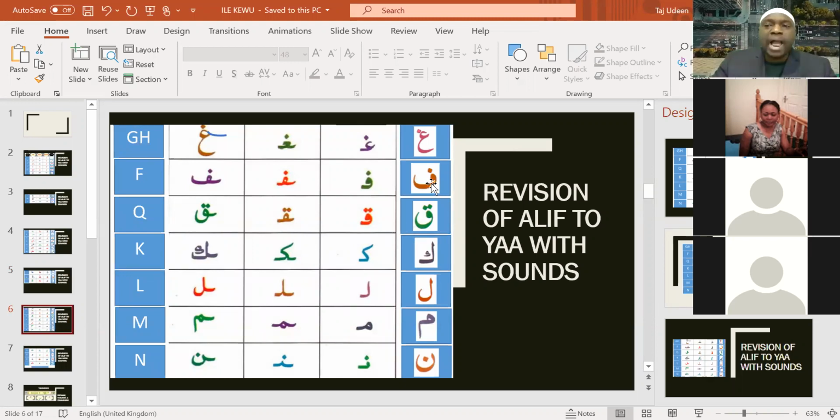Then Fa also has a long tail. You delete the long tail and join another letter with it in the middle, in the head, then it sounds like cough. At the end, it sounds like a queen, column, pen, column. Then Kaf. Don't get confused between Qaf and Kaf. Kaf can be written like this at the beginning, in the middle, at the end.